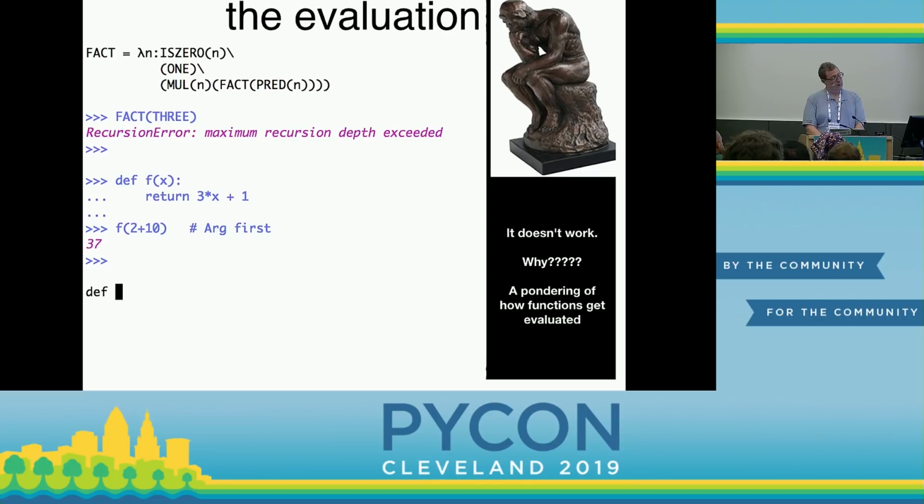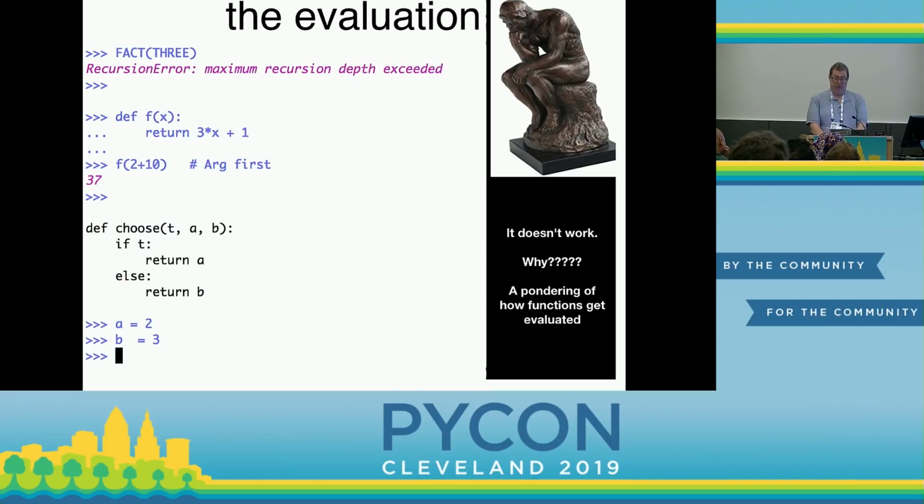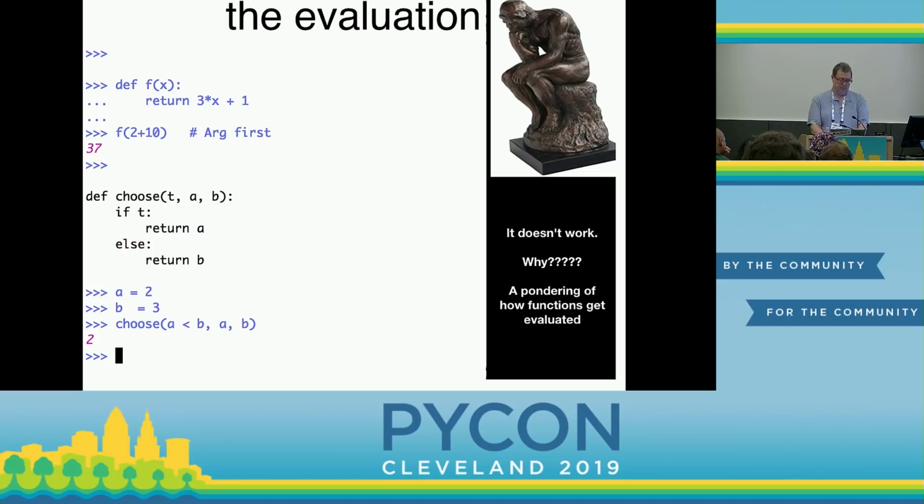Essentially what we have done in Python is we have written a function that is kind of like an if statement. For lack of a better description, we've written a function like choose(t, a, b), where we have a test: if t, return a, else return b. That is what's going on with the true and false, or the is-zero test. Imagine a is 2 and b is 3. We've written a function where if a is less than b, choose a, otherwise b. We've written a conditional, essentially.